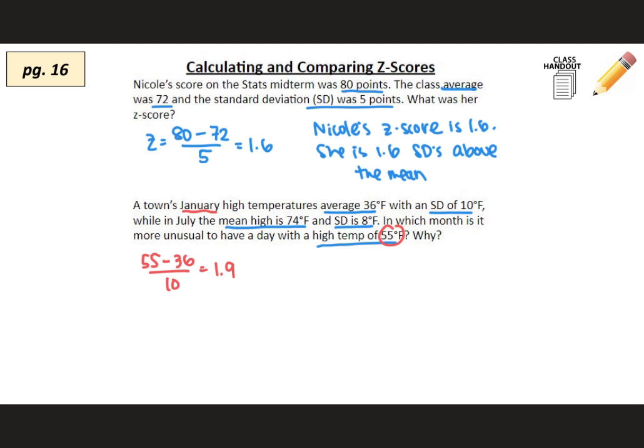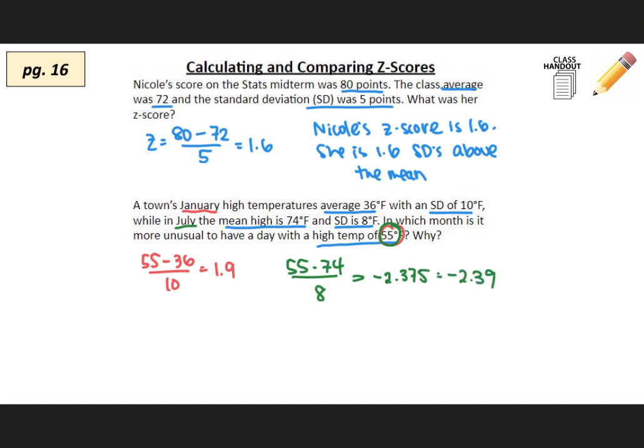So now I'm going to calculate the z-score for July. Again, our data point is going to be 55 degrees. The average temperature in July is 74, and the standard deviation is 8. So this gives me negative 2.375, which we're going to round to negative 2.38.